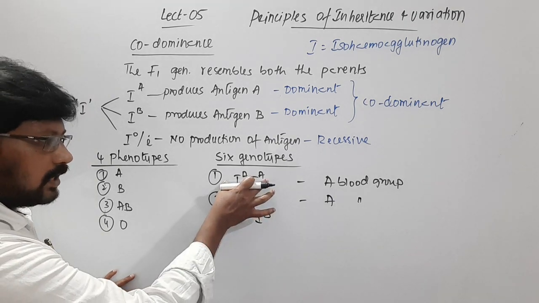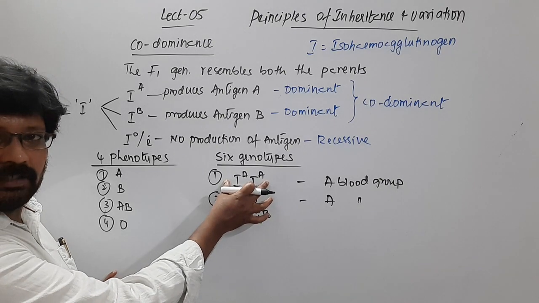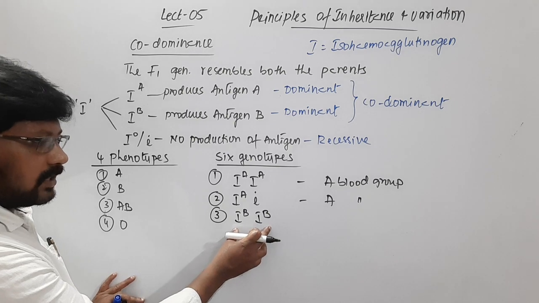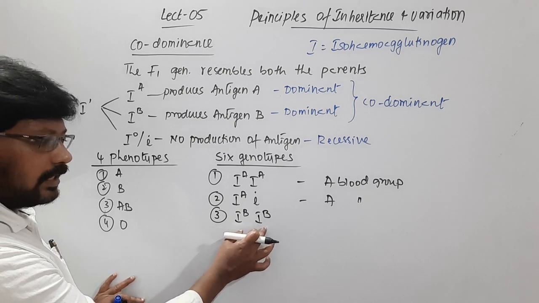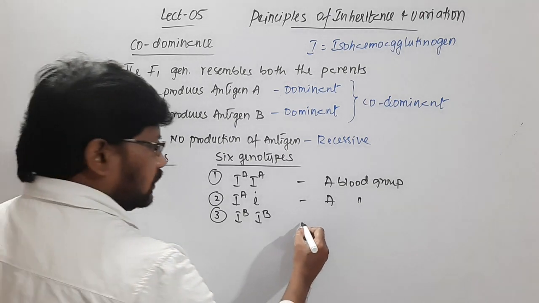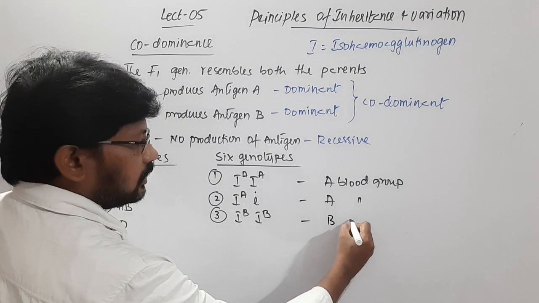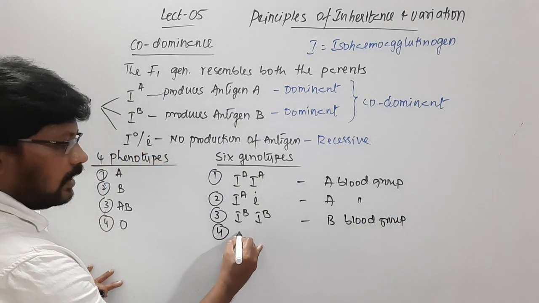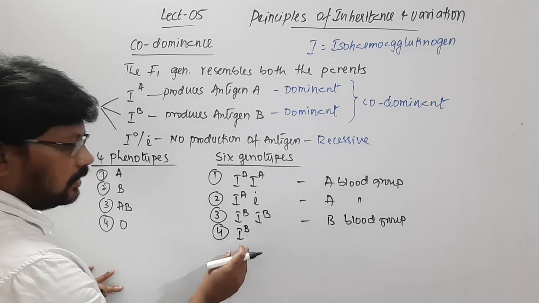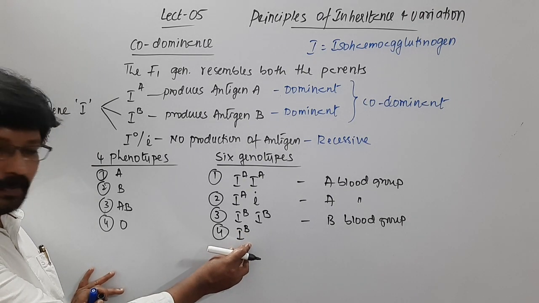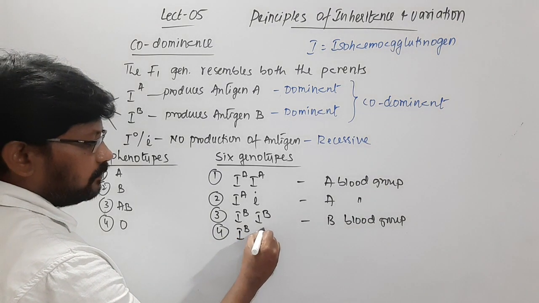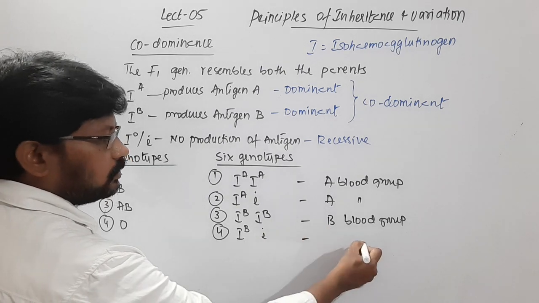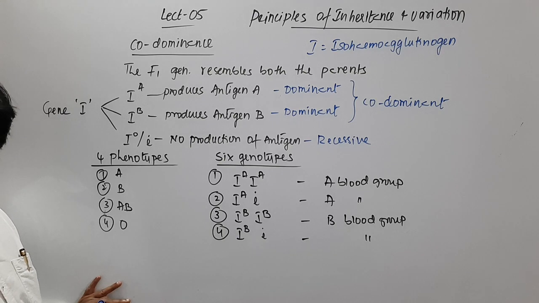So we know if both are the same, then this is a homozygous condition, and this is a heterozygous condition. Now again, in the homozygous condition, if he receives IB and IB from the parents, then this will be the B blood group. In heterozygous, one gene, the dominant gene IB, is received from one parent, and the recessive gene from the other parent. In this case also the person's blood group will be B.